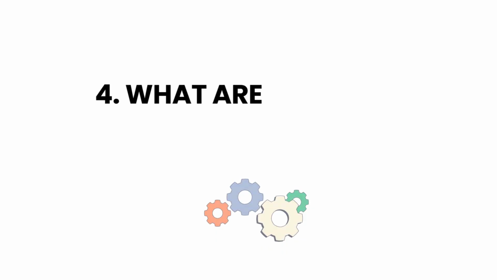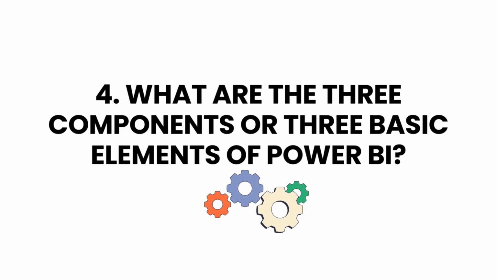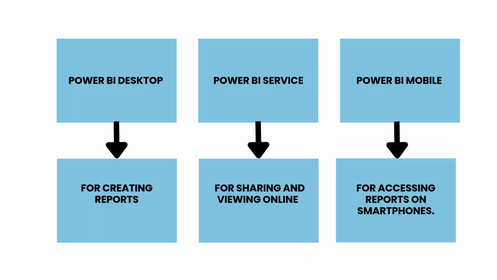4. What are the 3 components or 3 basic elements of Power BI? The three basic elements of Power BI are Power BI Desktop for creating reports, Power BI Service for sharing and viewing online, and Power BI mobile apps for accessing reports on smartphones.